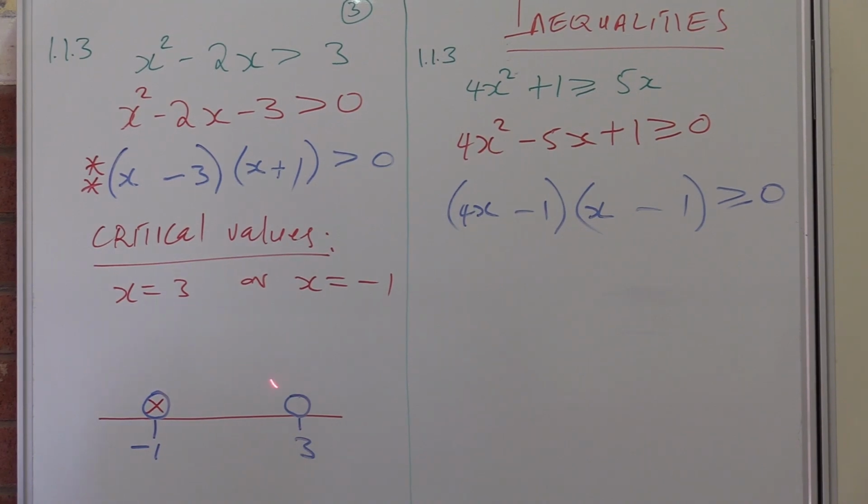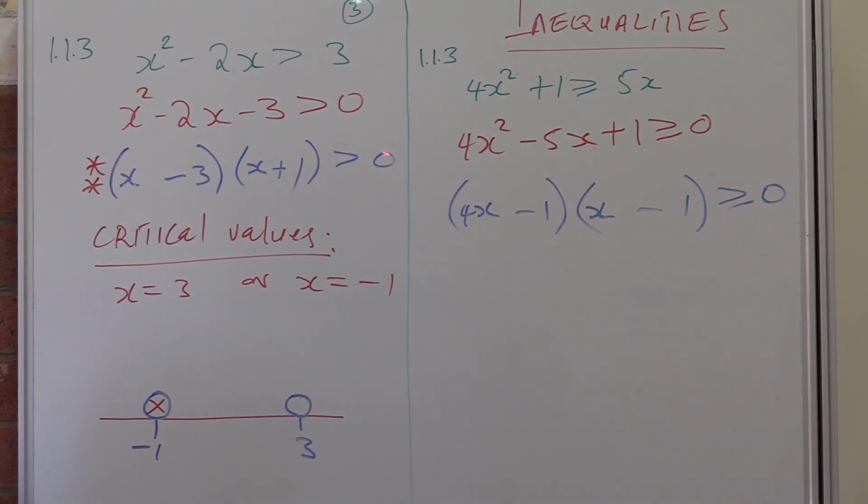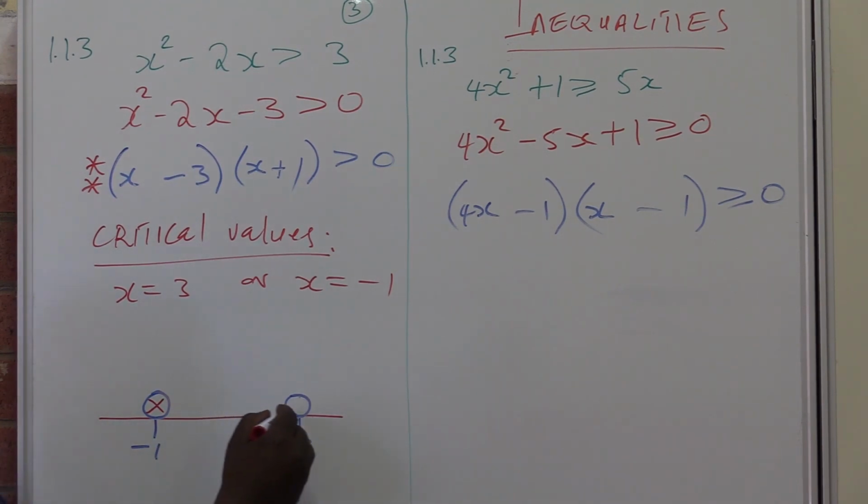Let's go to 3. I put 3 here, I put 3 here. 3 minus 3 is 0. 0 times anything on this side is 0. Is that part of our solution? We're looking for something that is bigger than 0. So this is not part of the solution.